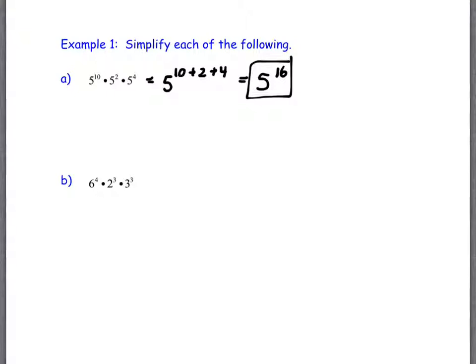The bases do not match, do they? I've got a 6, I've got a 2, and I've got a 3. There's a couple of different things that you could do here, so I want you to tell me what you see. What could you do? Could you add the 3 and the 2 because they have the same exponents? You couldn't add them, but you could multiply them.